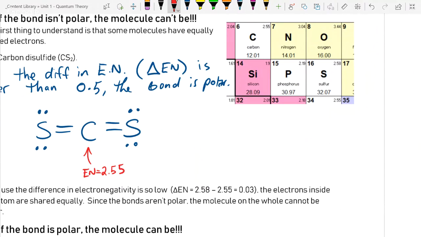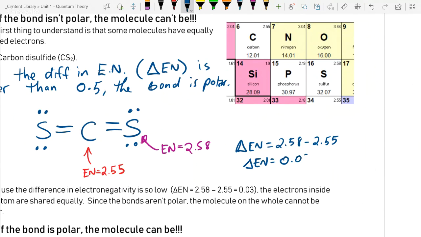2.55. If we look at sulfur, what's its electronegativity? 2.58. What, therefore, is the difference in electronegativity between these two things? It'd be 2.58. How do you find a difference between two numbers? You subtract 2.58 minus 2.55, and that is a difference of 0.03. Is that a polar bond? So this would be a non-polar bond.